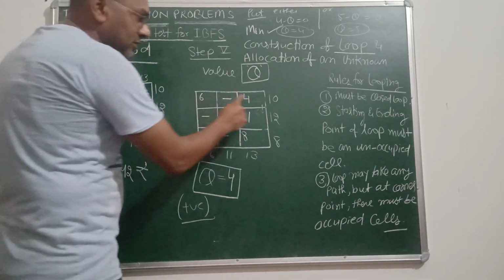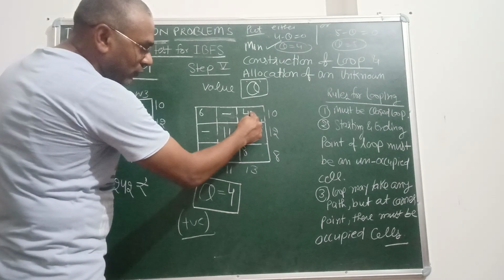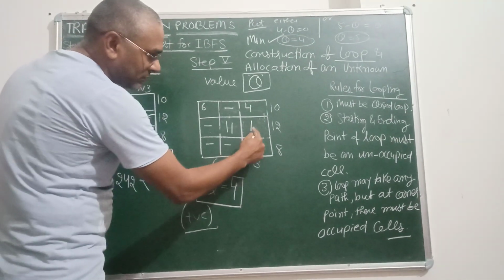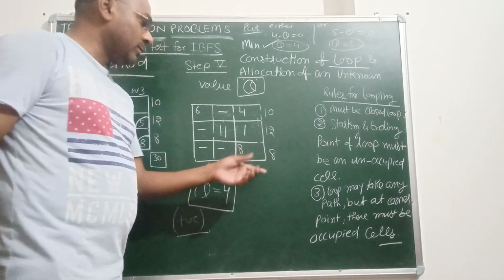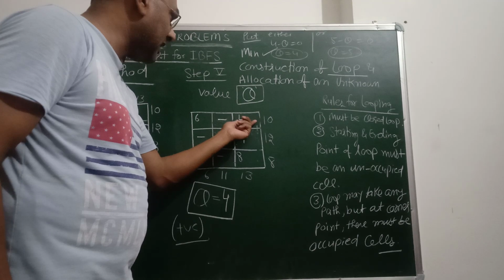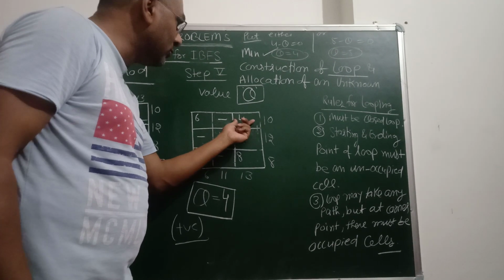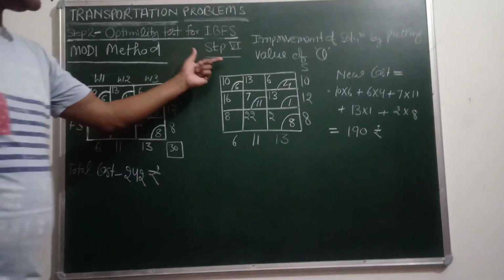If you see, 6 plus 4 is 10, 11 plus 1 is 12, and this is 8, and if you add 4 plus 1 plus 8, that is 13, this is again 11. So balancing has been maintained and a new allocation has been made. In the next step we will make a new improved matrix.